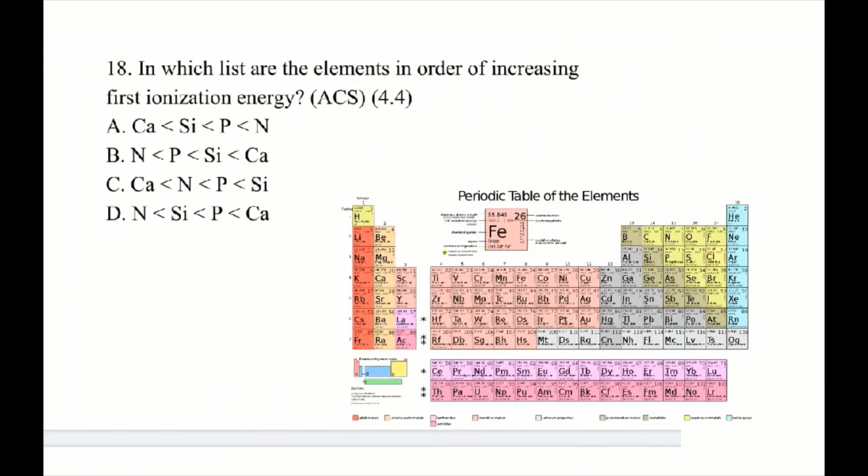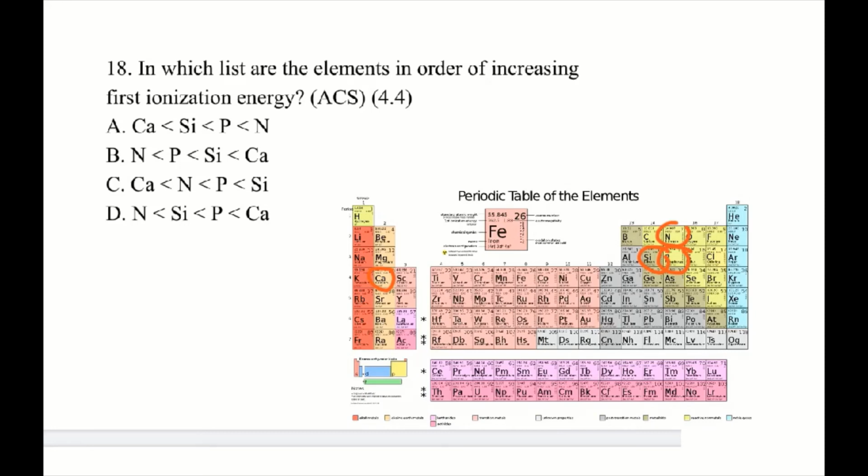Number 18. In which list are the elements in order of increasing first ionization energy? So notice how the 4 elements are calcium, silicon, phosphorus, and nitrogen. So let's circle those on our periodic table. Calcium, silicon, phosphorus, and nitrogen. So you have to order these in increasing first ionization energy.